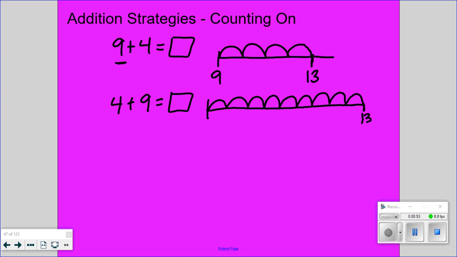So most of us have figured out the trick to start with the larger add-in and count on the smaller amount because it is easier. It's not a requirement. I can start with the smaller value and count on the larger value. However, most of us know if we start with the larger value, we don't have to count on as much. But if they're equal, you have to.